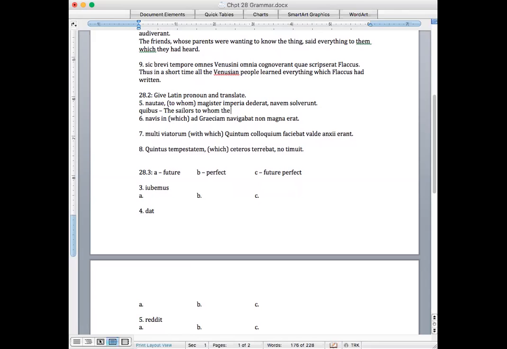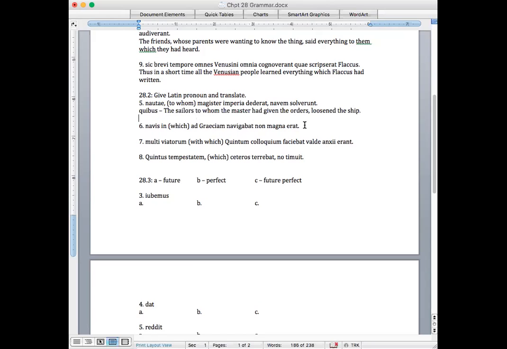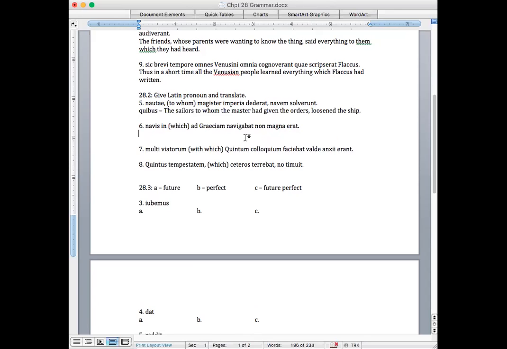So the sailors to whom the master had given the orders loosened the ship, or set sail on the ship. Number 6, the navis, so the ship, in which somebody was sailing to Greece, was not large. Here you can use commas if you want.